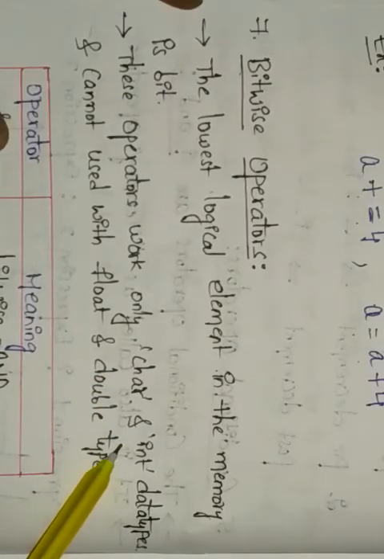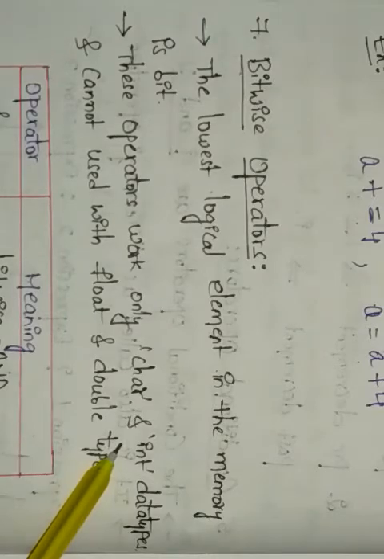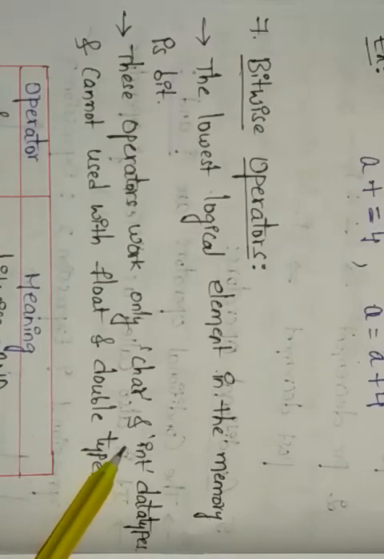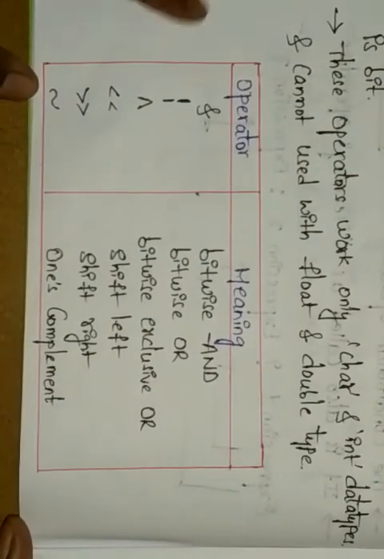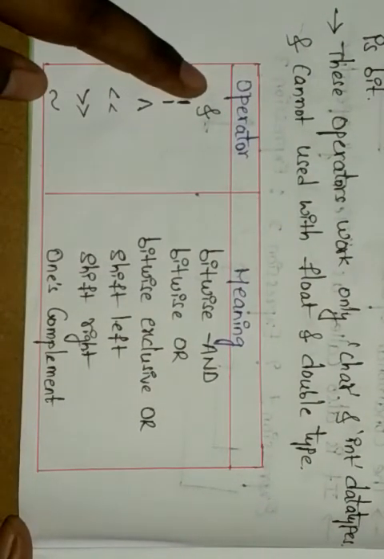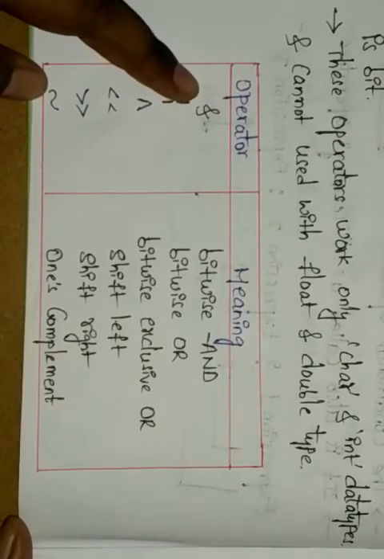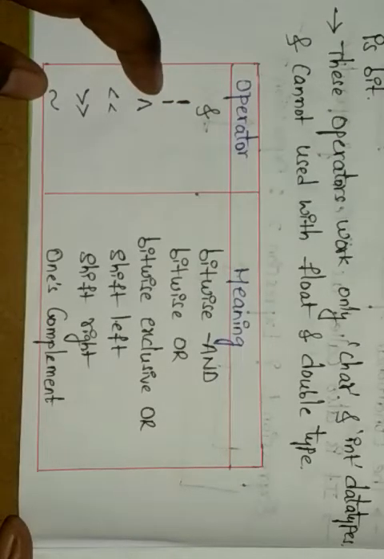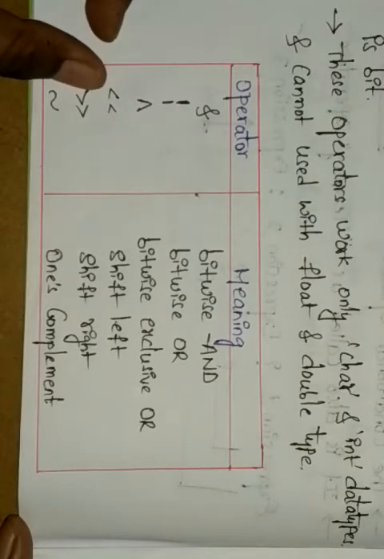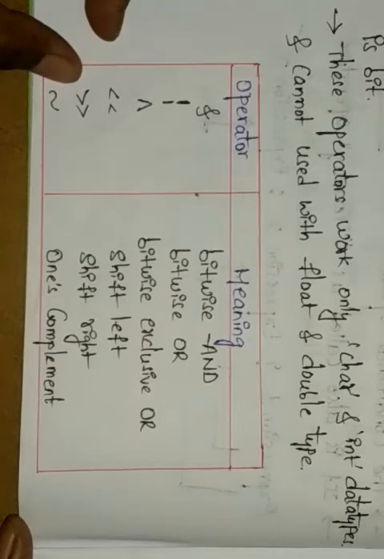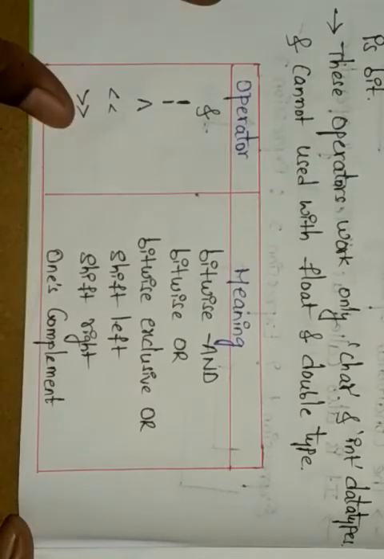If you are using the AND operator like this, it will show at least one. So see here, for example, we have the AND operator. Compared to the logical operators, here we have the bitwise AND, the bitwise OR, and the bitwise exclusive OR. Then shift left, or we can call it left shift, right shift, and ones complement. These are our bitwise operators.